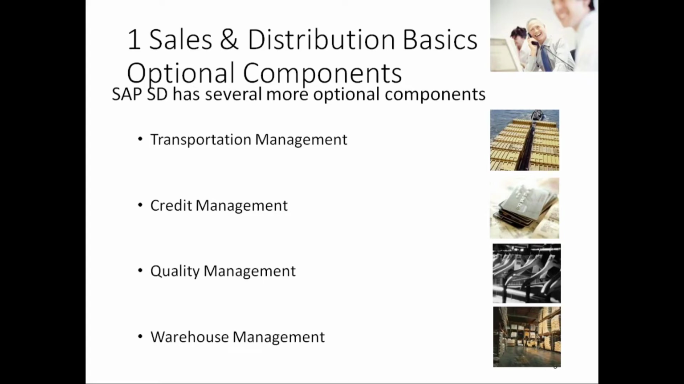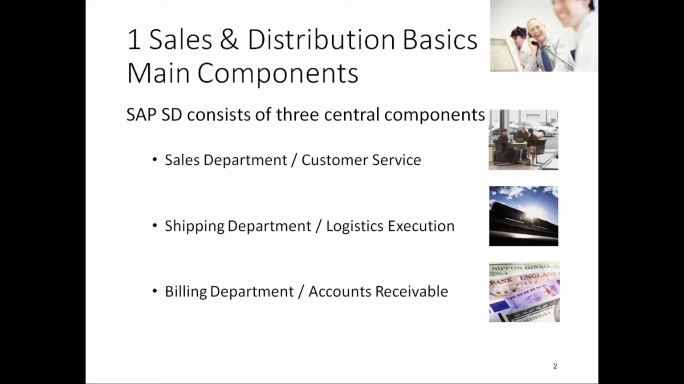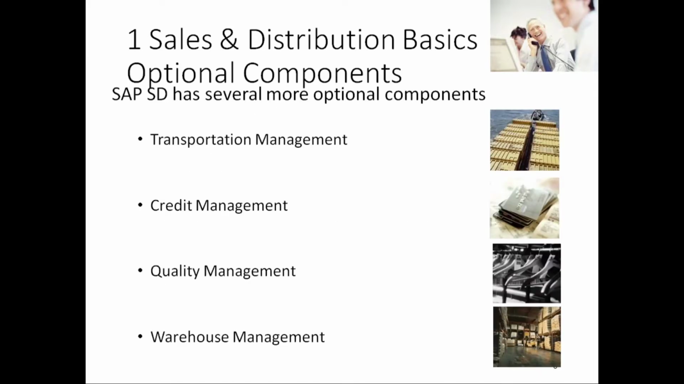Where there are optional, they're not mandatory to implement. For example, sales, shipping, and billing are mandatory for the SD cycle, but these are all the optional ones. Transportation management can be there or cannot be there. If your business does not want transportation management, you can just use LE, logistics execution, and do your process.